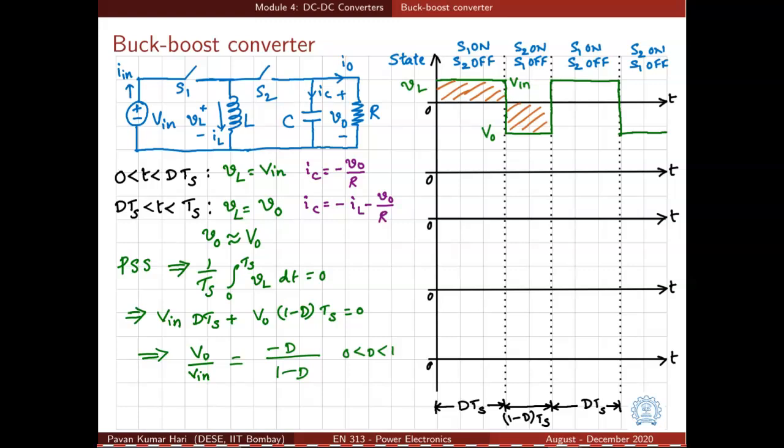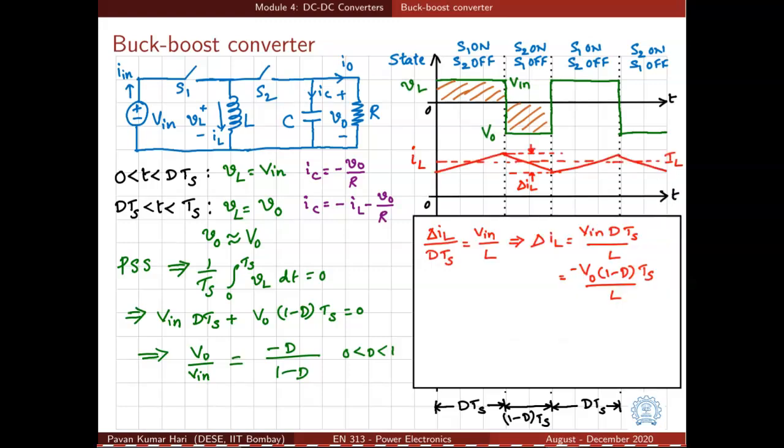And again, the duty ratio is less than 1, because D equal to 1 means S1 is always on, and the output is never connected to the input. So things just stay there. As far as output is concerned, the capacitor has 0 voltage, it will remain at 0, but the inductor current will keep on increasing because we have a direct voltage source connected across it, and it will destroy. So D equal to 1 is not really an operating point.